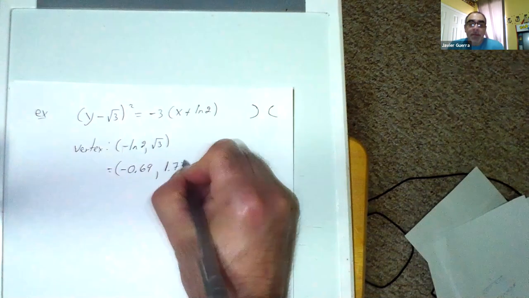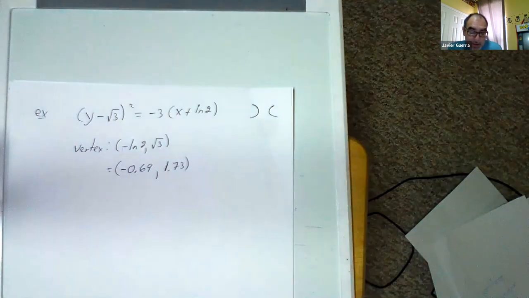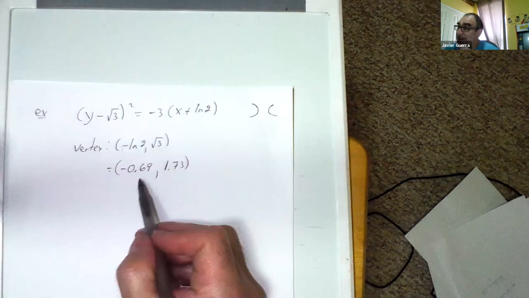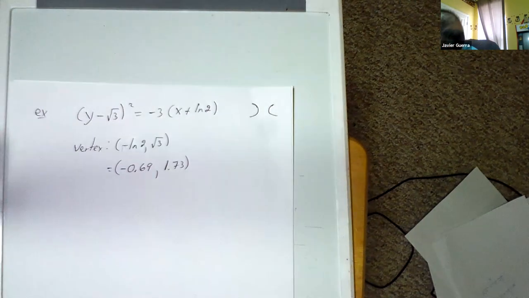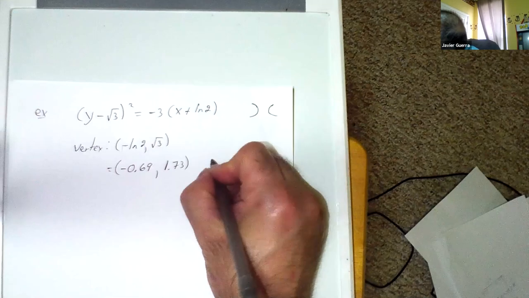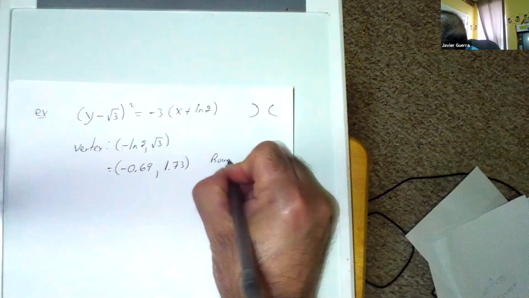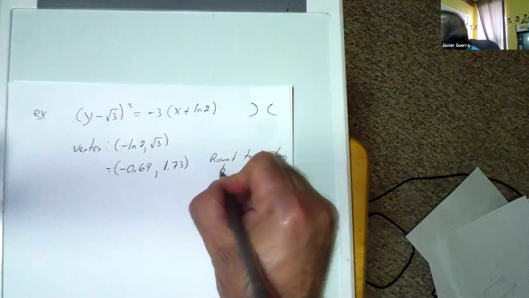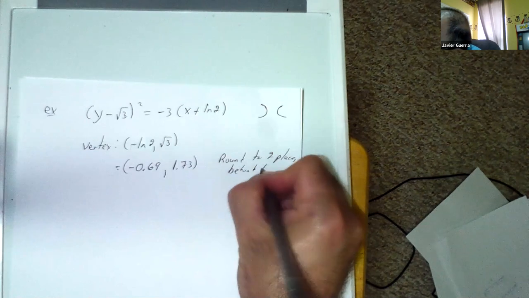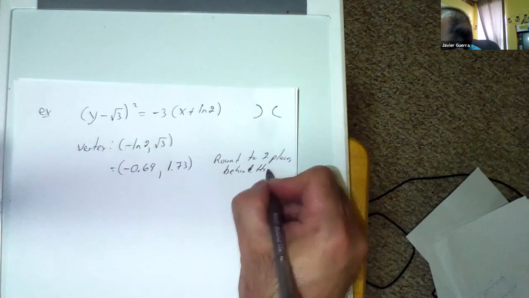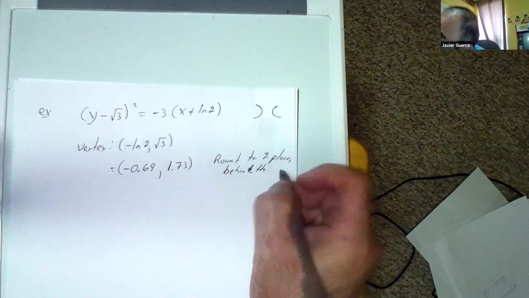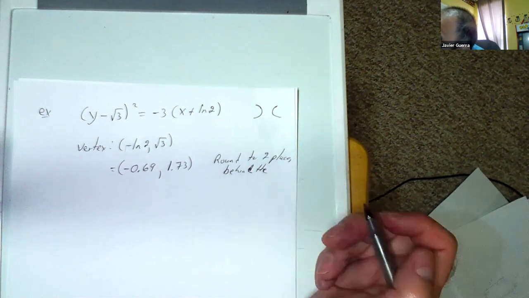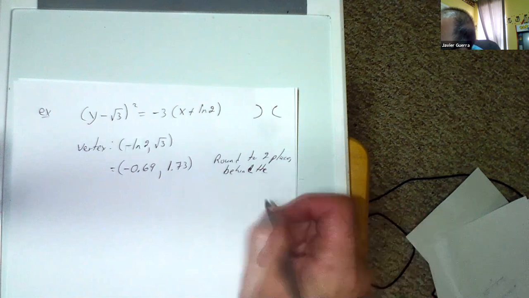The reason why I bring up this example is because sometimes your values are not going to come out perfect, not whole numbers like that. You're going to have to deal with decimals. So always round, if that's the case, round to two places behind the decimal. And don't ever bring up significant figures in my class. Round to two places behind the decimal.